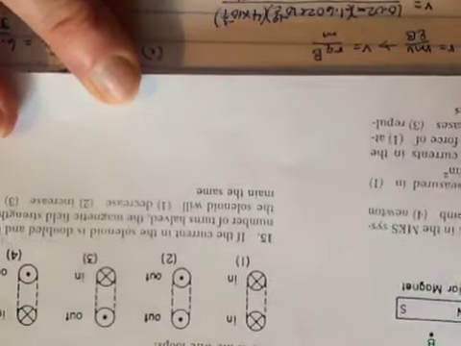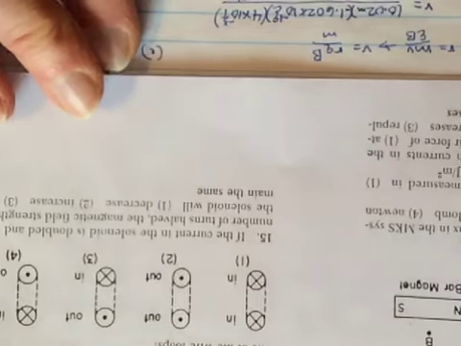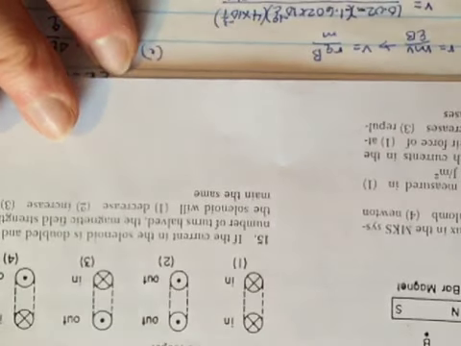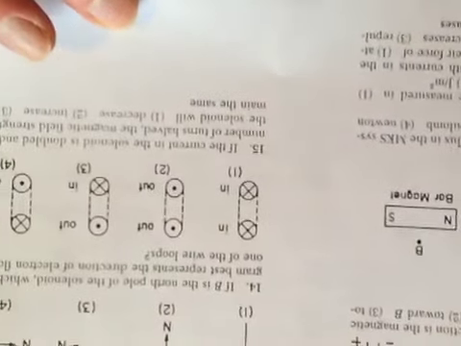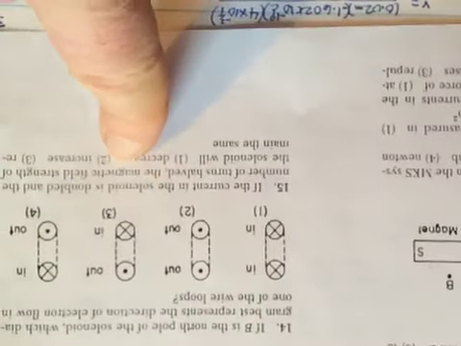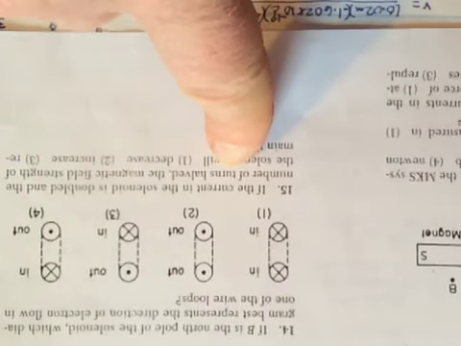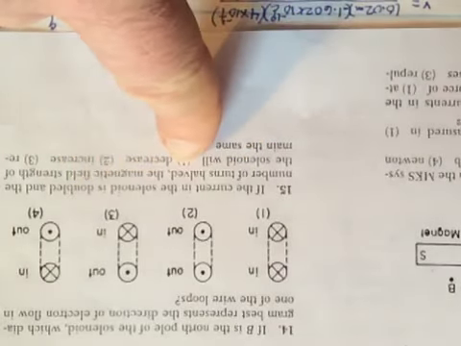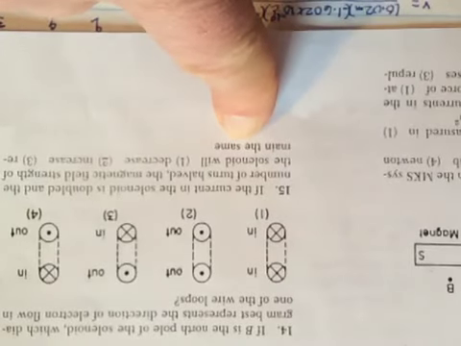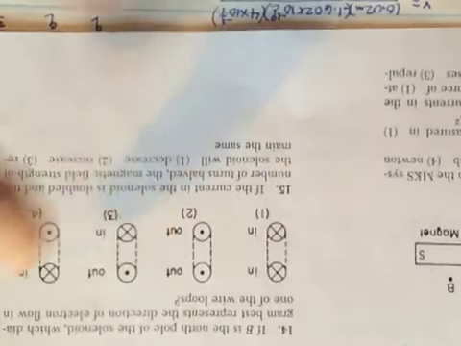And then number 15, if the current in the solenoid is doubled and the number of turns is halved, what would happen to the magnetic field strength? So we had said that the field would get bigger as I got bigger, and it should make sense that it'll get smaller as the number of turns gets smaller. So if one is doubled and the other is halved, it should stay the same. Okay? And so that was all of your questions.